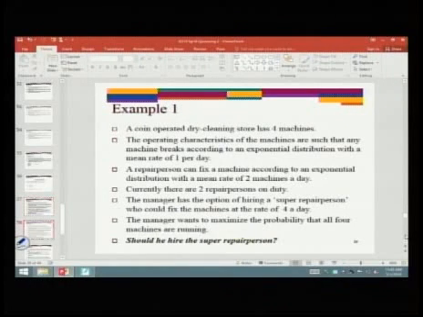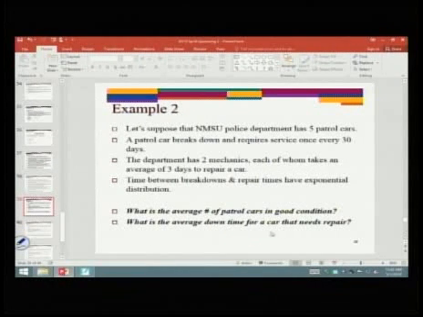Okay, so let's consider another example too. NMSU Police Department has 5 patrol cars. A patrol car breaks down and requires service once every 30 days. And the department has 2 mechanics, each of whom takes an average of 3 days to repair a car. And time between breakdowns and repair times both have exponential distribution.